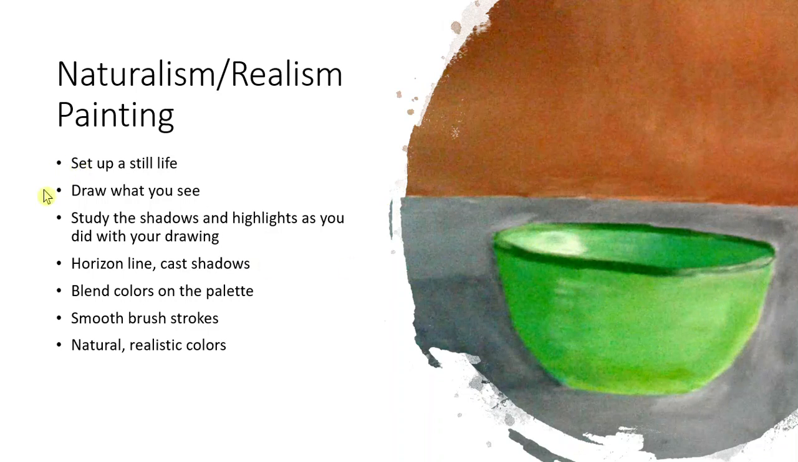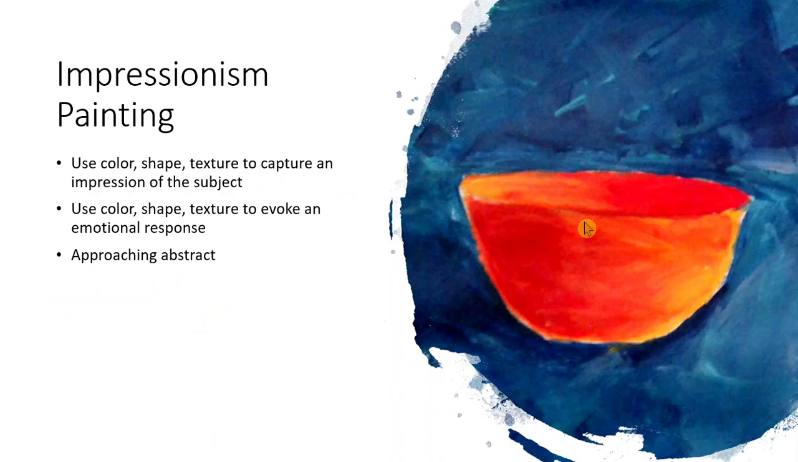So set up your still life, draw what you see, study the shadows and highlights as you did with that drawing of chiaroscuro. Make sure you have a horizon line, capture those cast shadows, blend your colors on your palette, use smooth brush strokes, and create natural realistic colors. The Impressionism piece, here's the bowl.